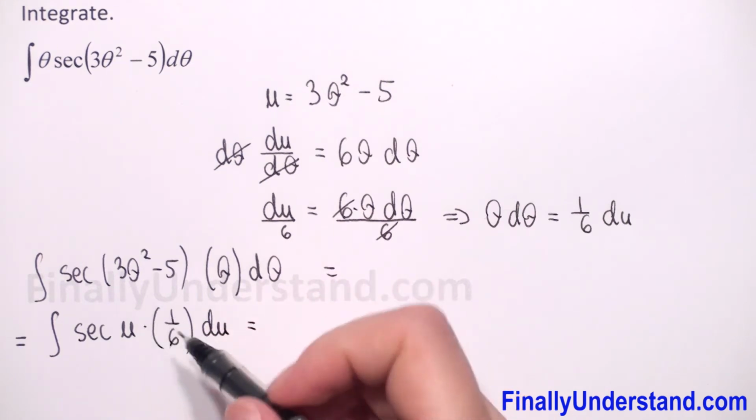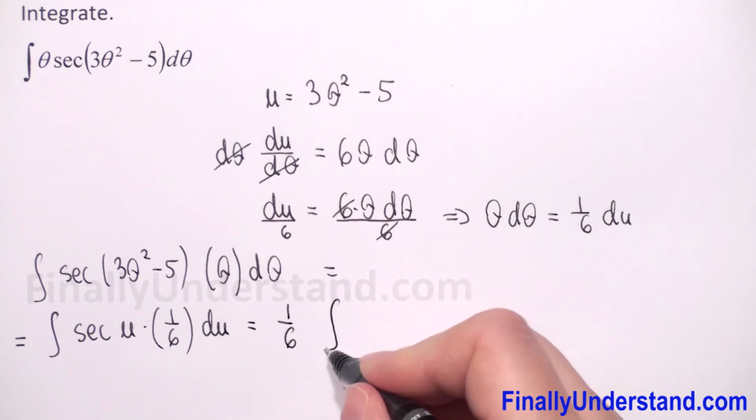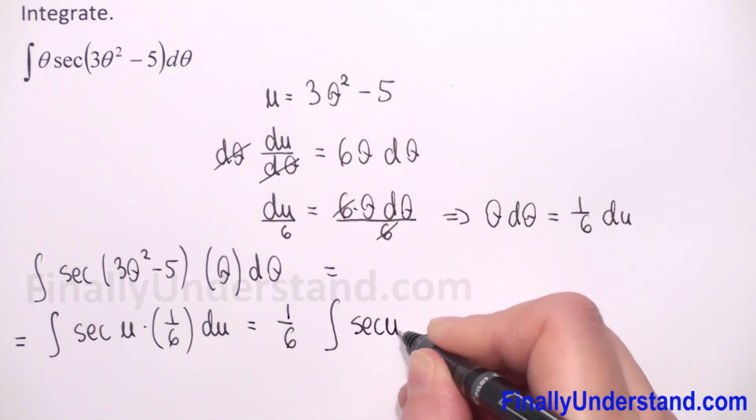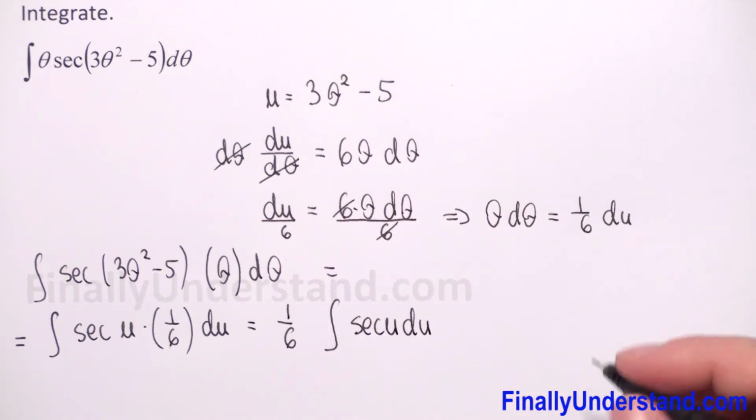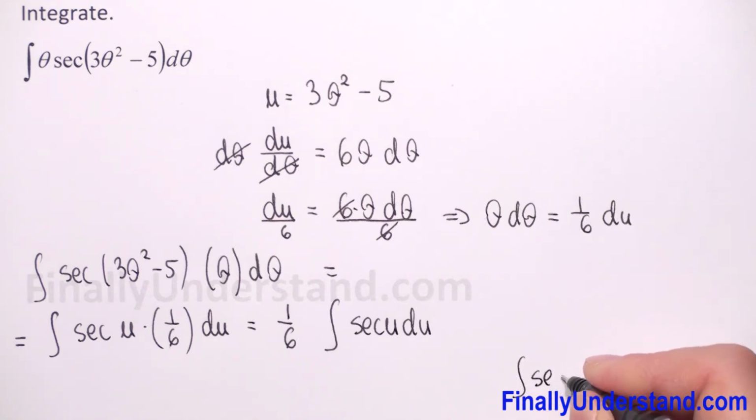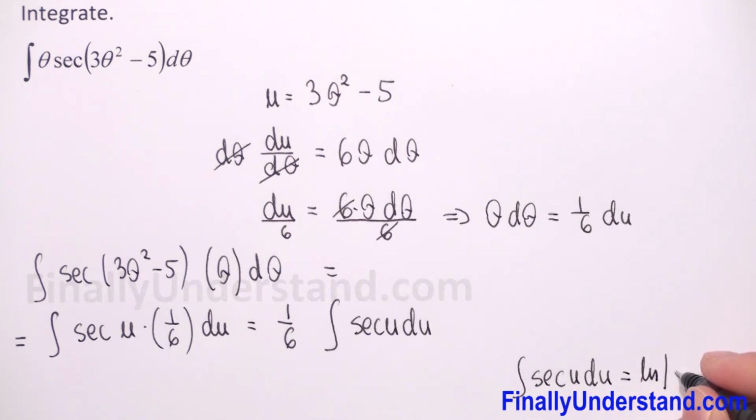Now when we have multiplication, I can take this constant before the indefinite integral symbol and we have only secant u du. We know that the indefinite integral of secant of u with respect to u is equal to natural logarithm of absolute value of secant of u plus tangent of u, of course plus constant.